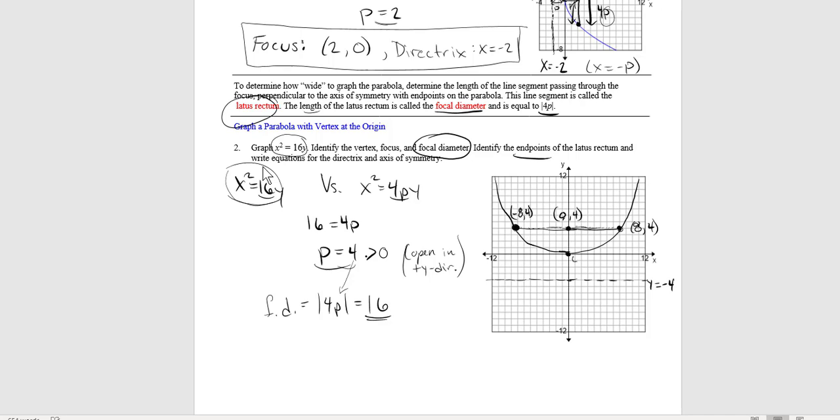Our vertex here is at the origin, so the vertex is identified here. These are the endpoints we were asked to find. The focal diameter we found down here. What else do we need? The focus we actually wrote down. We labeled that here.